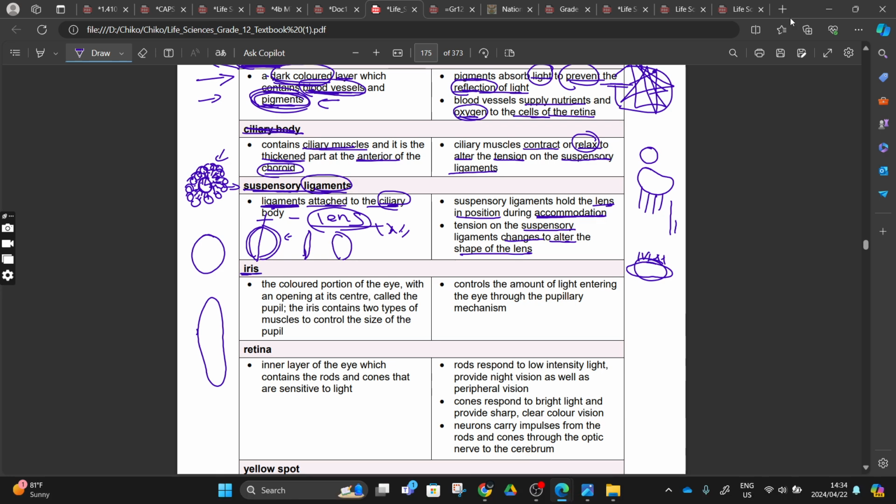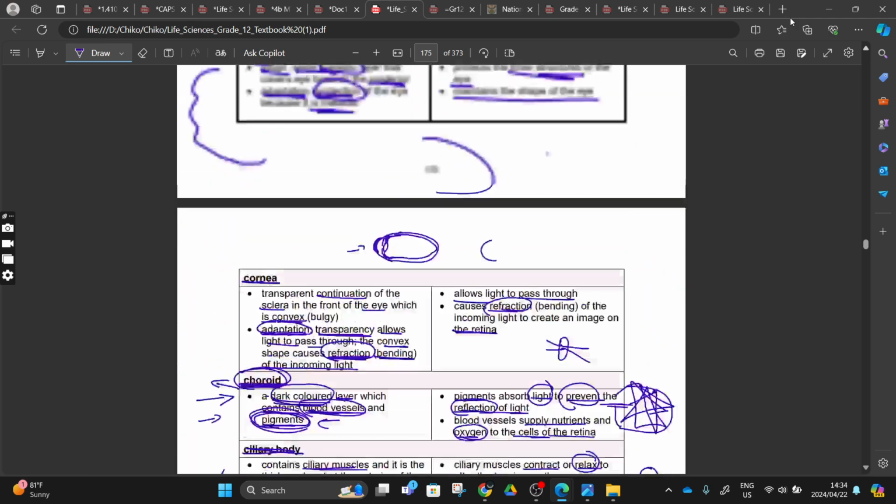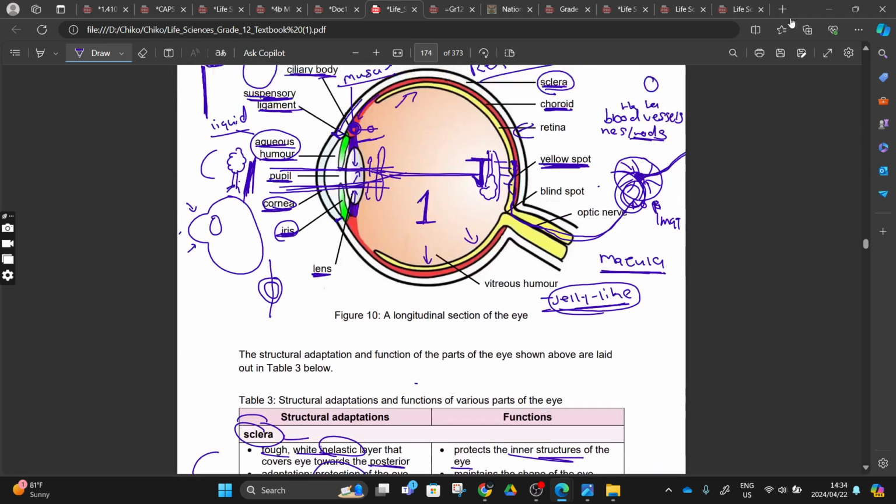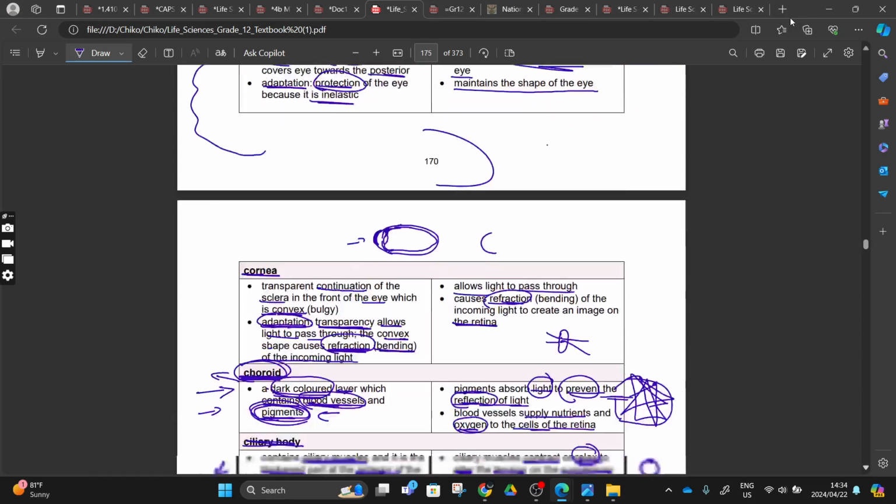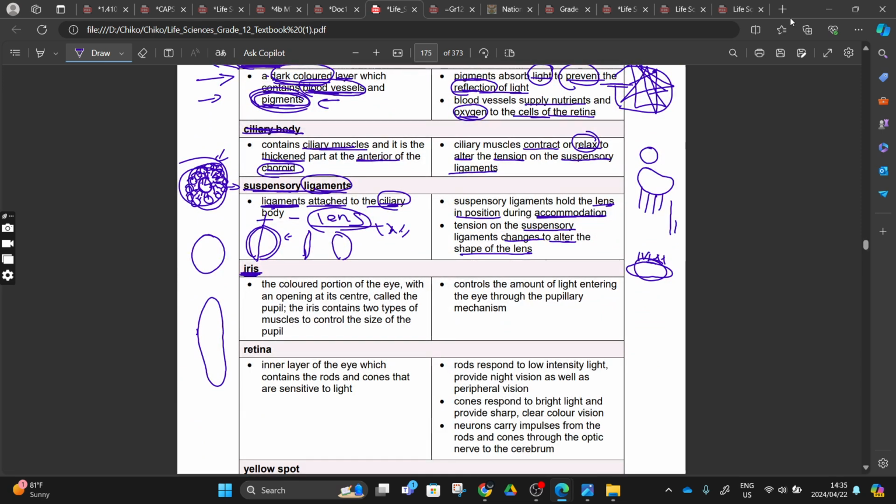Then from there we have the iris. We talked about this. What is an iris? The iris is the other part on top of these ligaments. It is the colored portion of the eye, and you'll agree with me that the iris is in front of the suspensory ligament and our lens, right? So they close and open that pupil. The iris is the colored portion of the eye with an opening at its center, right?